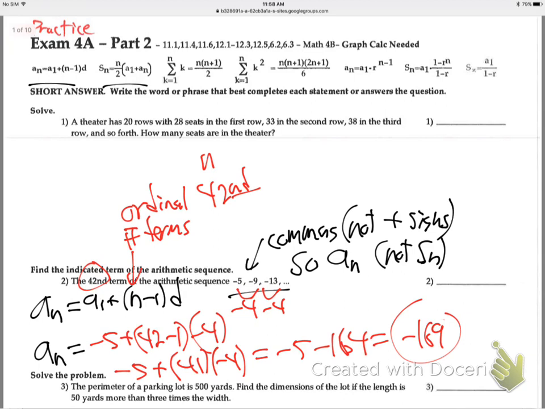Try that number 3. I'll do it in a fresh screen in a minute, but you can still see it in your screen. Perimeter, parking lot's 500 yards, find dimensions of the lot. Length is 50 yards more than 3 times the width. They should have said it's a rectangle. That's kind of a bad question.